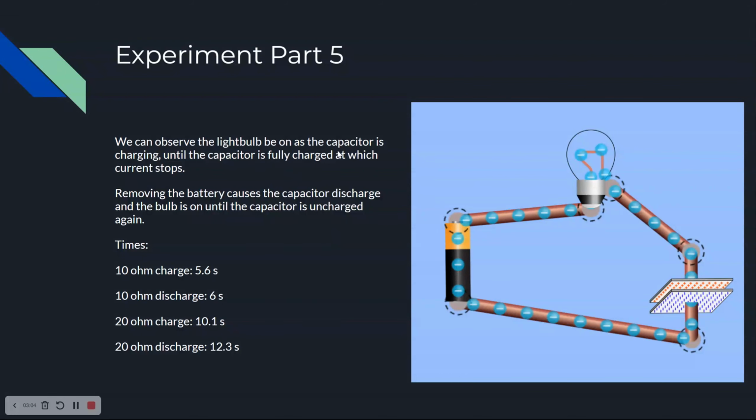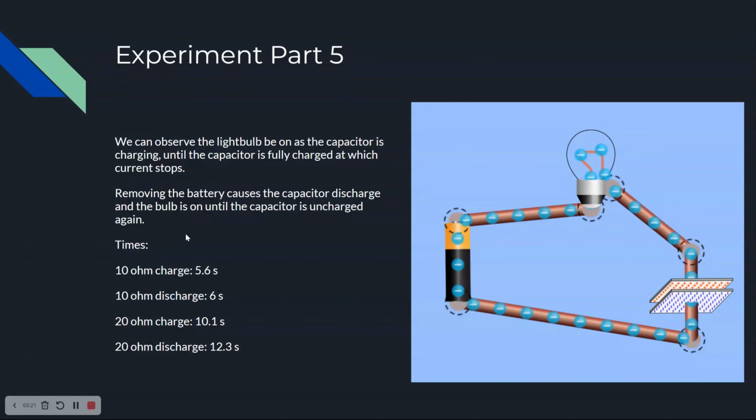We observe the charge of a light bulb as a capacitor is charging up until that capacitor is fully charged, at which point the current's going to stop and just stay there. And then when we remove the battery, it's going to cause the capacitor to discharge, and the bulb will remain on until the capacitor loses its charge and goes back to normal.